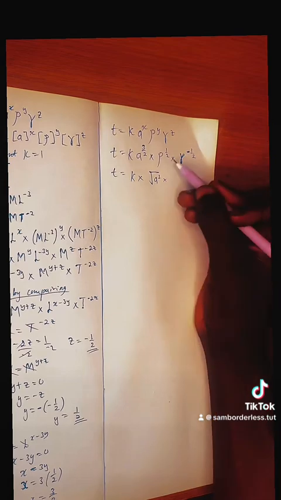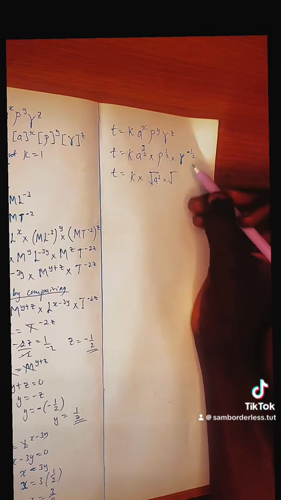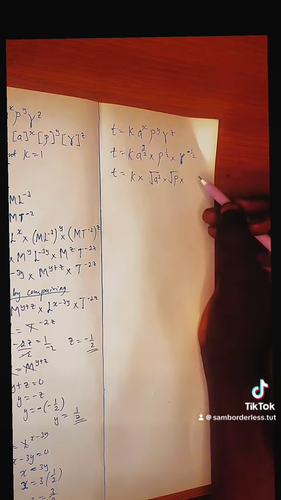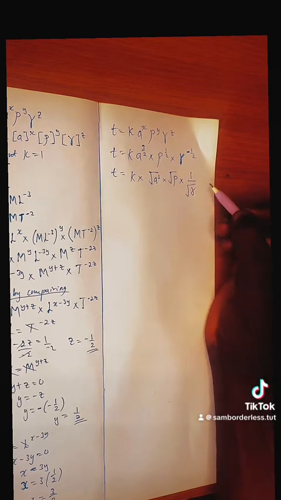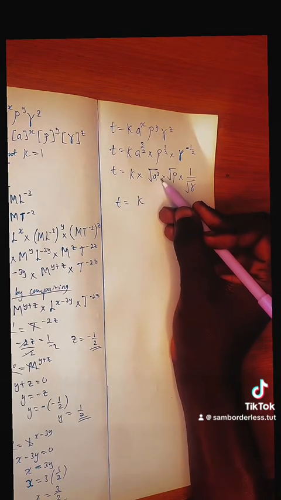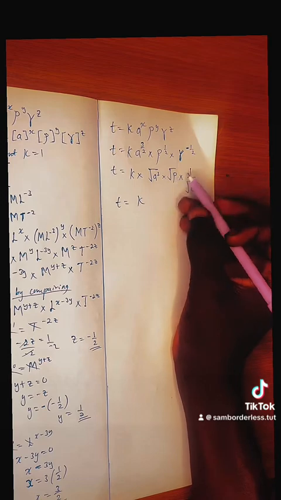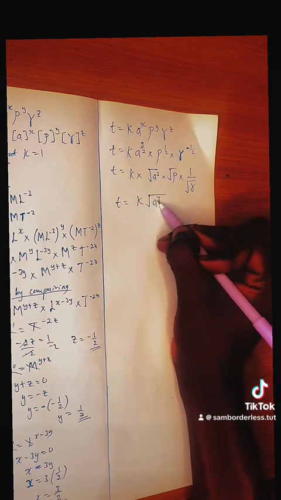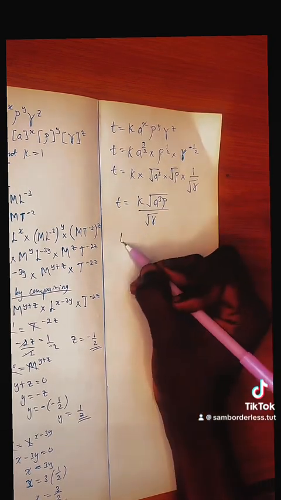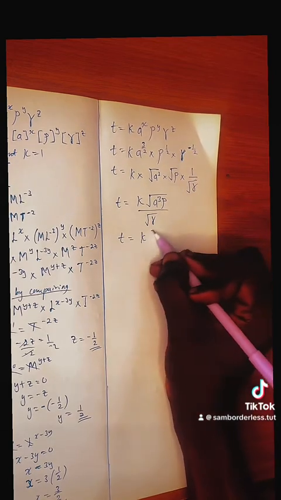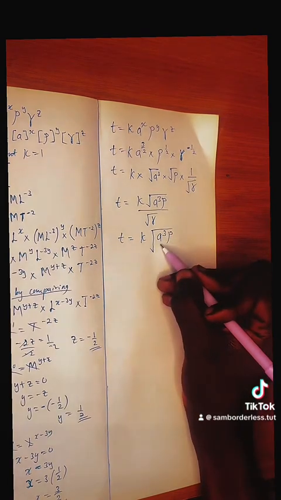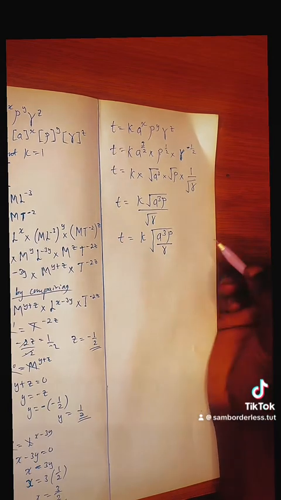And then rho to the power half means square root of rho, times. So gamma to the power negative half means 1 over square root of gamma, right? So then t will be equal to k. Now root of a cube and root of rho will be equal to root of a to the power 3 and then rho, all over square root of gamma. So then t will be equal to, we could combine this as k times the square root of a to the power 3 times rho over gamma.